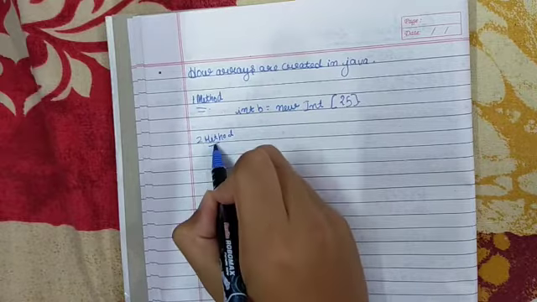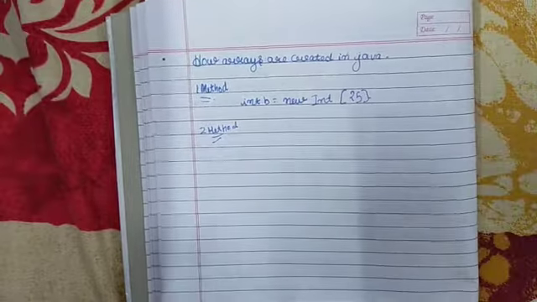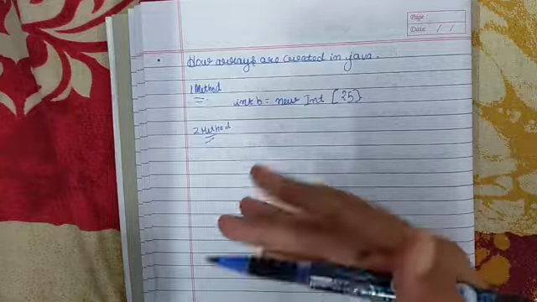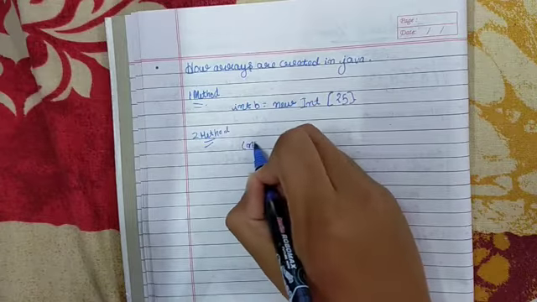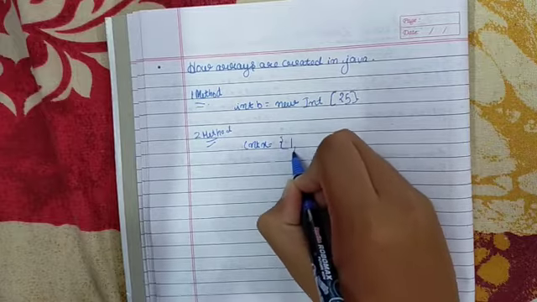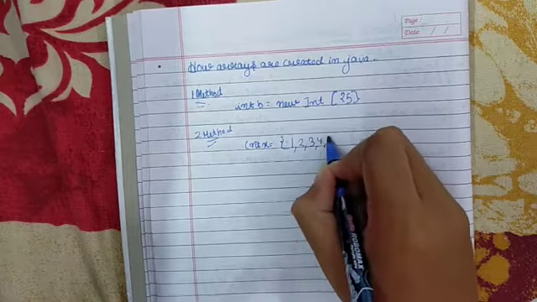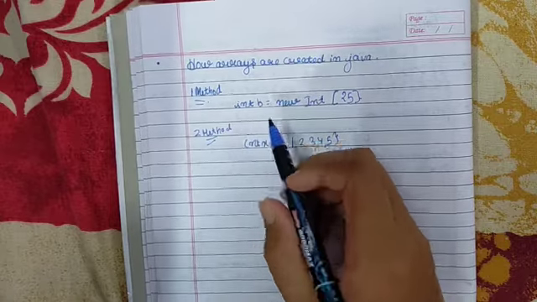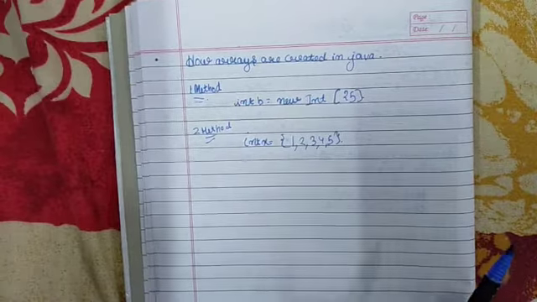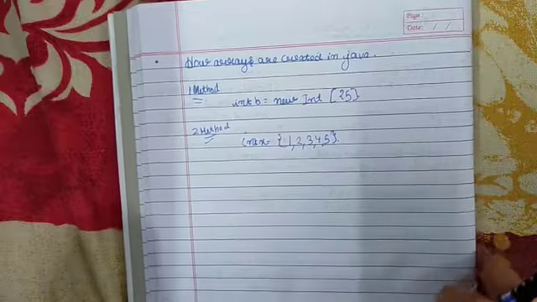Now method 2 is a direct method. When you don't have any user option, the user will not input, and you can input the values yourself. For example, int x equals {1, 2, 3, 4, 5}. This is a direct method, whereas the first is a user method.